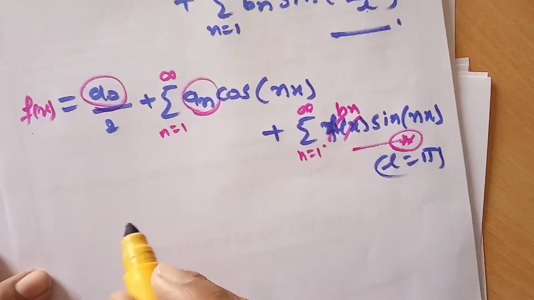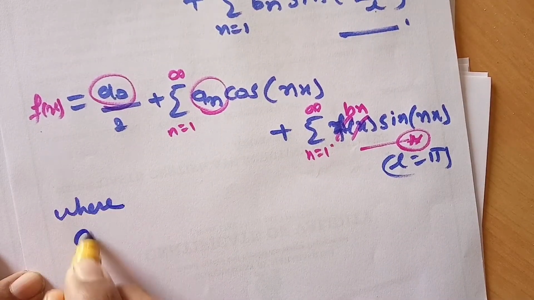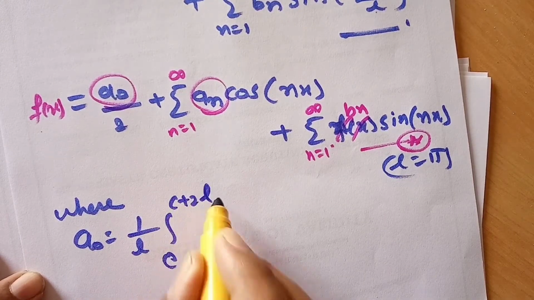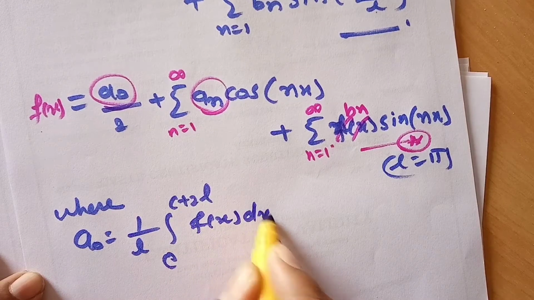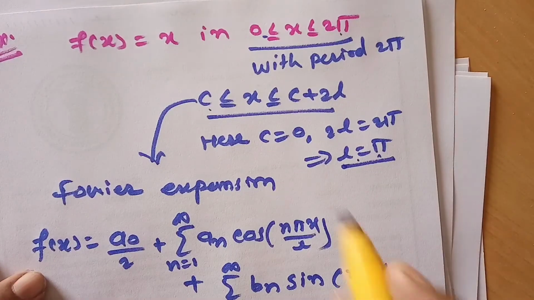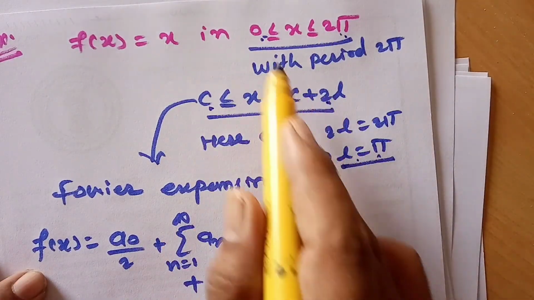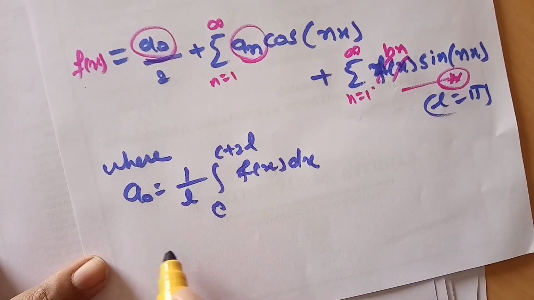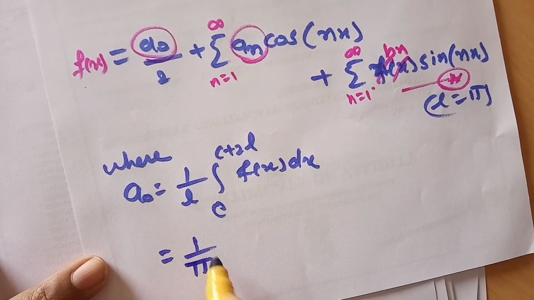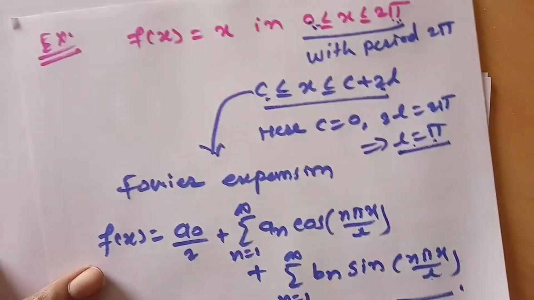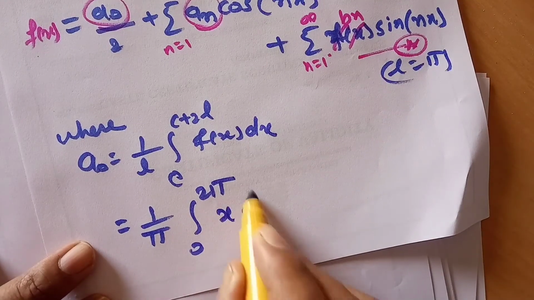Now again I will write the formula, where a0 is equal to 1 upon L integration from c to c plus 2L of f(x) dx. I am taking the general formula every time. What is our range? Instead of c to c plus 2L, our range is 0 to 2π. So I write this as 1 divided by L, where L is now π, from 0 to 2π. What is our f(x)? In our problem, f(x) is x, so I put x into dx.